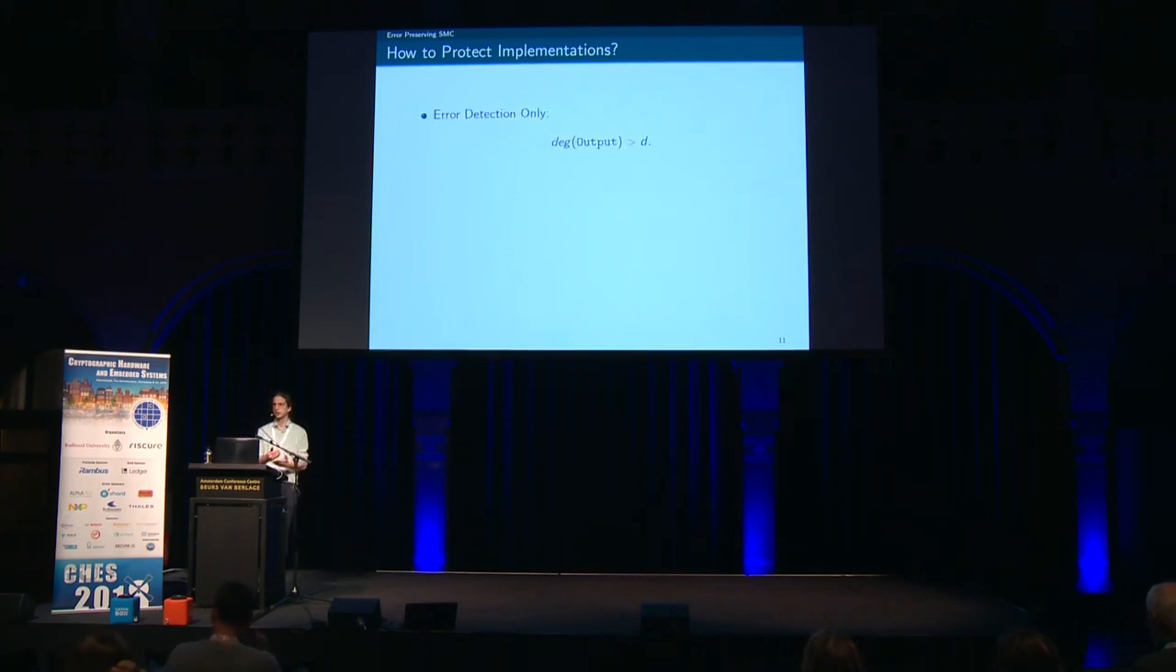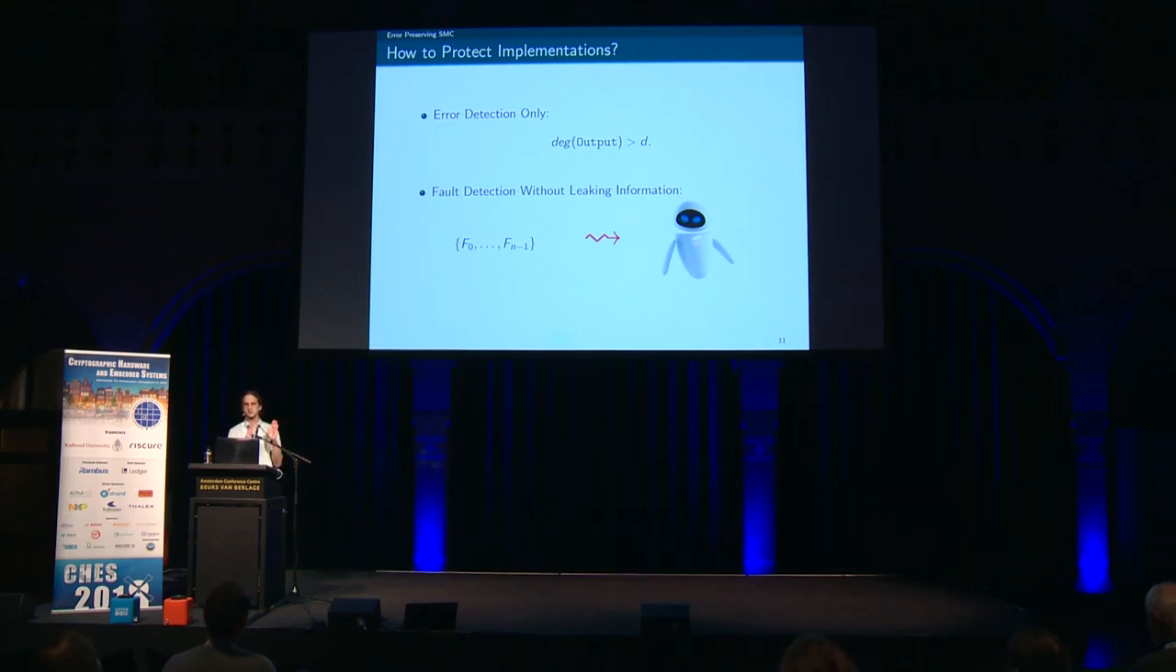So first of all, what are our ideas? What are our aims? We only detect the faults. So that means we don't want to correct the faults. That means we only look at the output to see if the output's degree is greater than D. Also, as I told you, we have the point space and the coefficient space. We can just do an interpolation and do the fault detection, but this is going to leak information, so we don't want to do that.